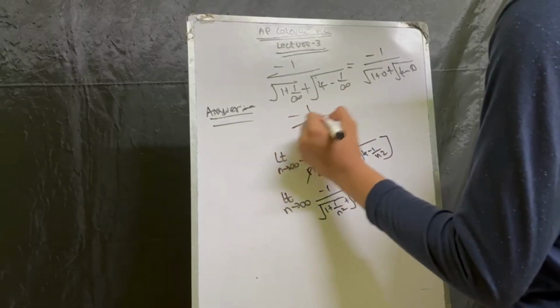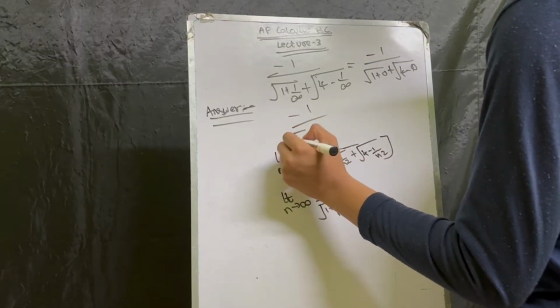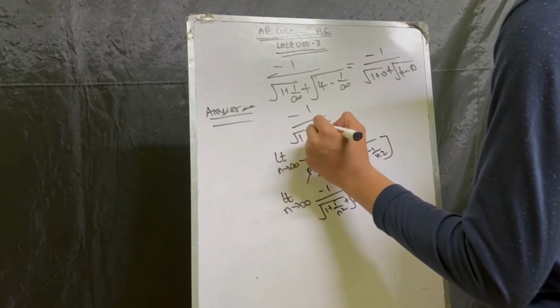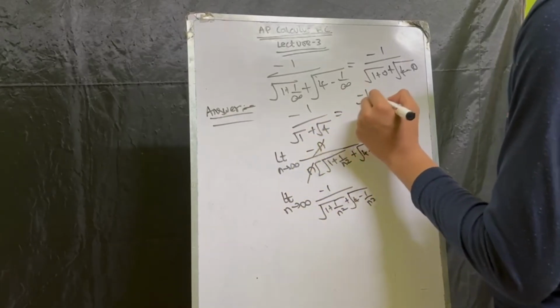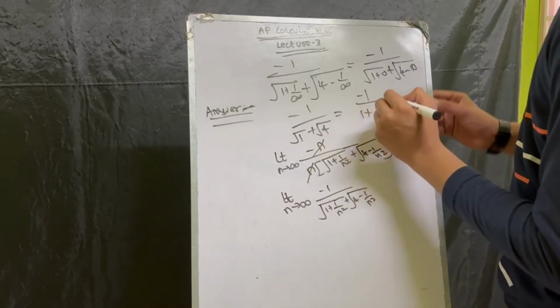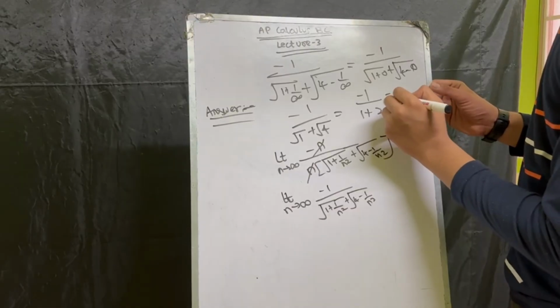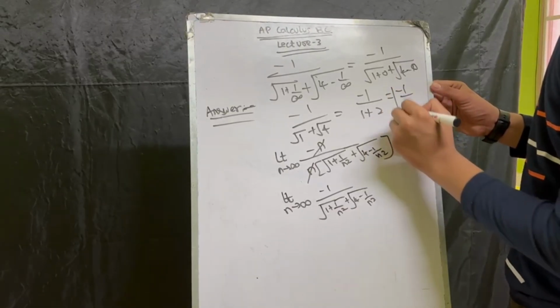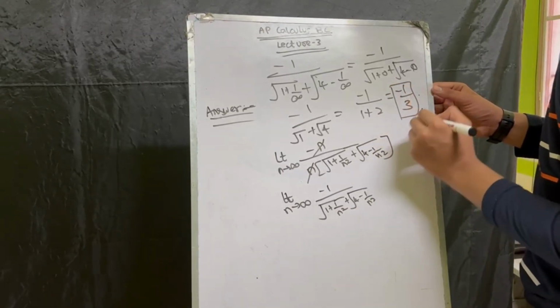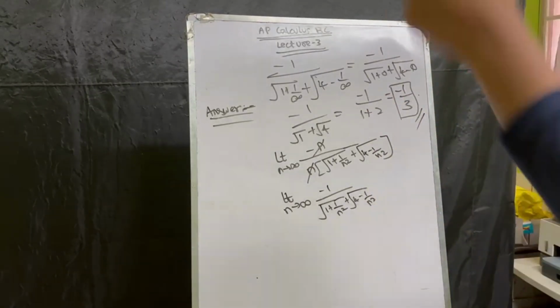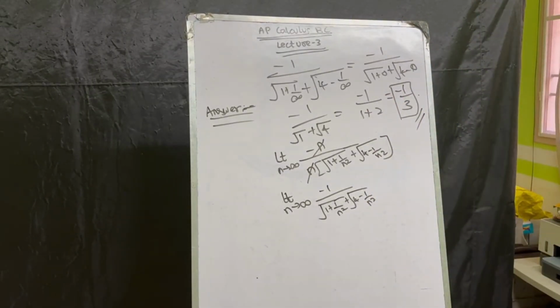That's minus 1 by the square root of 1 plus the square root of 4, equals minus 1 by 1 plus 2, equals minus 1 by 3. So that's the answer for this complex question. So not that complex if you think differently after all, right?